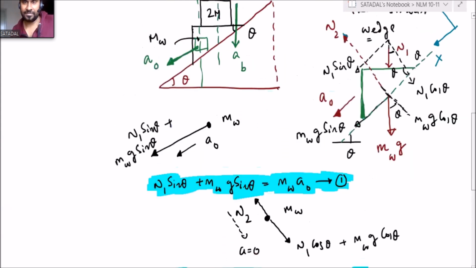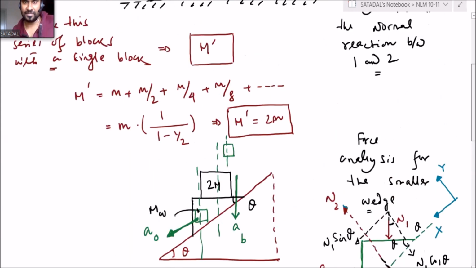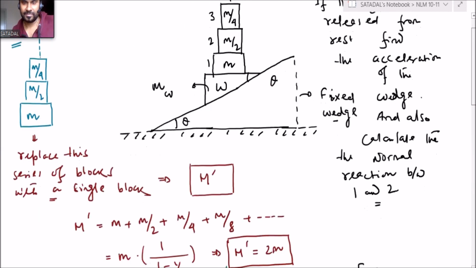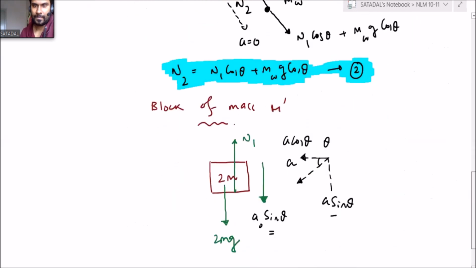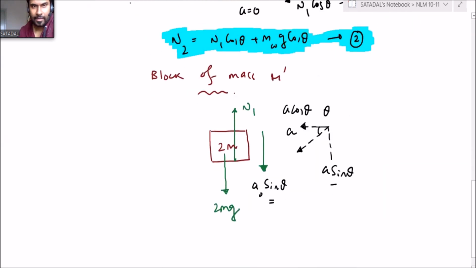Look at the diagram. Go back to the initial diagram. Here, check. It is coming down by A naught. So what is this AB? AB will become A naught sin theta. Is it okay now? If anyone has any doubt, please tell me. With this acceleration, do you have any doubt?